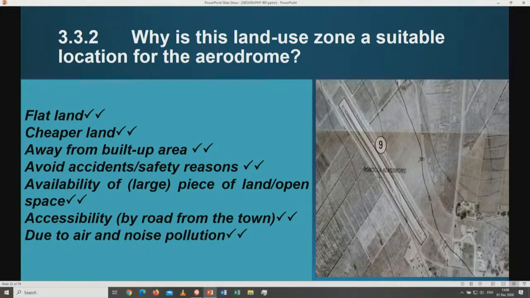It is accessible. Okay. And also due to air and noise pollution, when the aeroplanes are landing, they will be producing pollution and noise. So that is why it's far away from the built-up areas in the rural urban fringe. So the site is suitable for the aerodrome there. All right. Moving on.